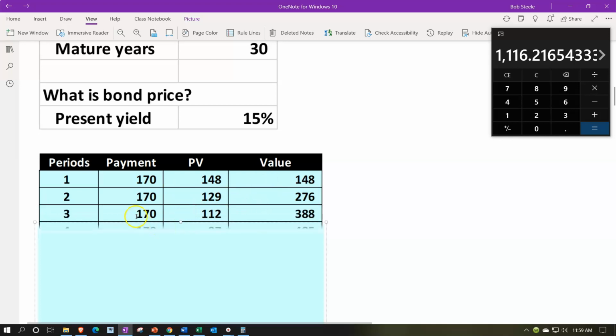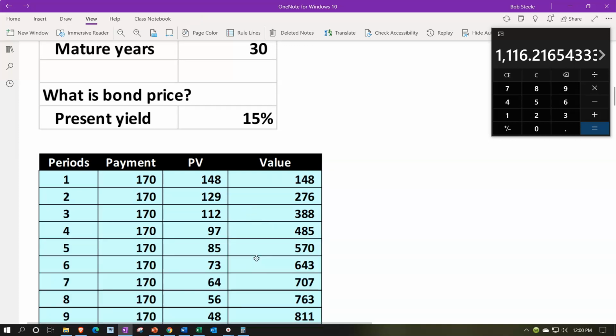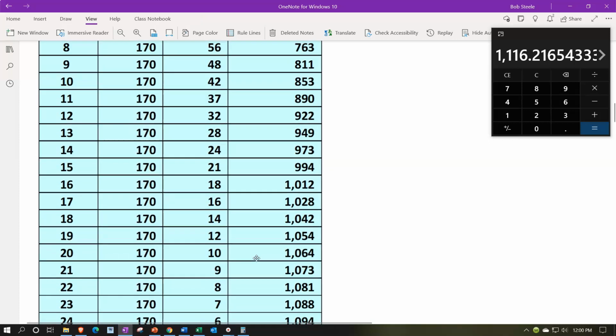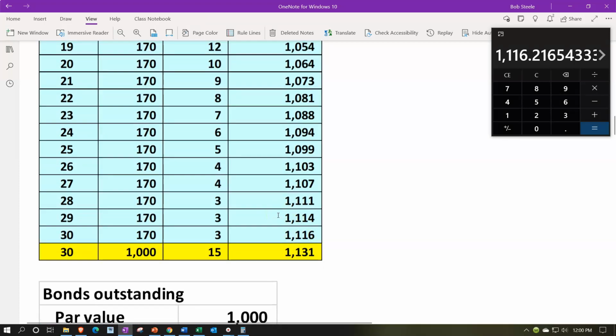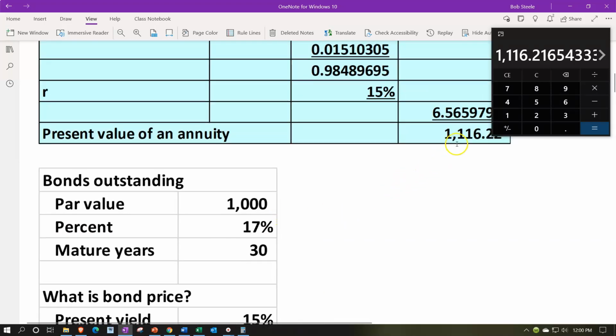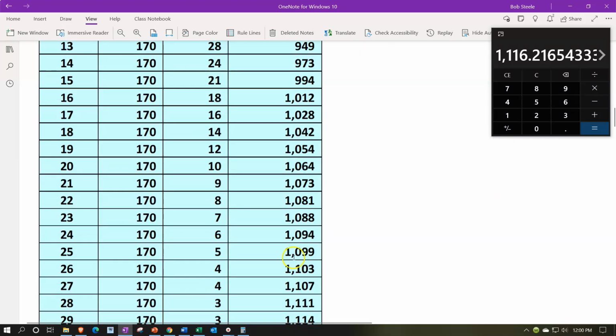The third period then, we have another payment of 170. If we brought that back 3 periods, that would be 112. 112 plus 276 gives us the 388. If we took the fourth period here, 170, bringing that back 4 periods now, $97 would be the present value, plus the 388 would give us the 485, and so on. These numbers are rounded, pennies have been removed. Going all the way down to the bottom, 30 payments, we get to the 1116 once again. Same result we got mathematically, although we added the pennies here, no pennies on this calculation.